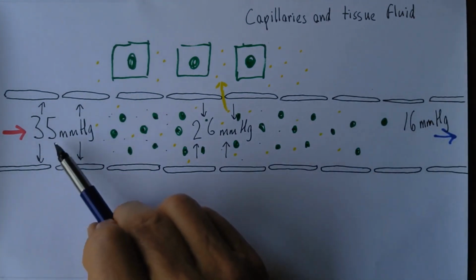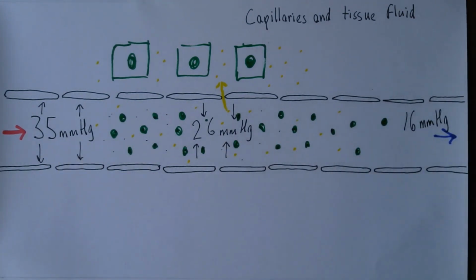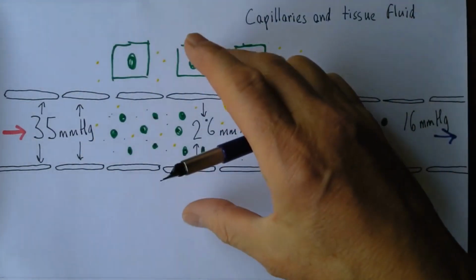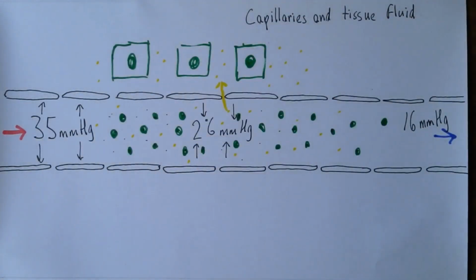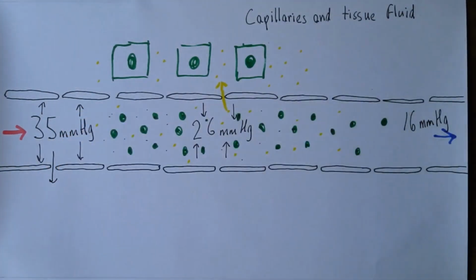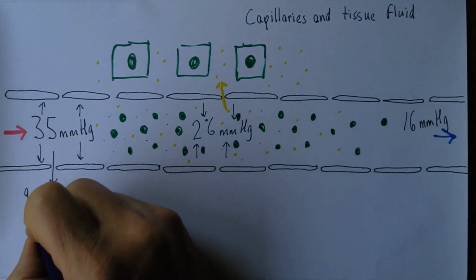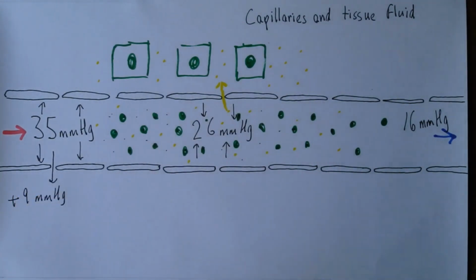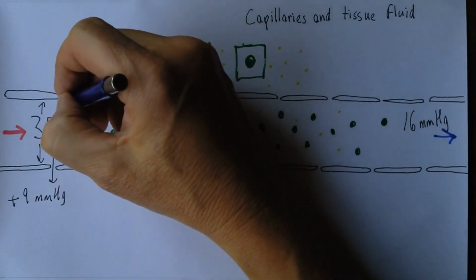So there we've got 35 pushing out and 26 sucking back in. That gives us a net filtration pressure of 9 millimeters of mercury. Can you see that? There's 35 pushing out, 26 trying to suck back in, so that will give us a filtration pressure of 9 millimeters of mercury. And of course that's positive, and that's going to cause the filtration of tissue fluid.